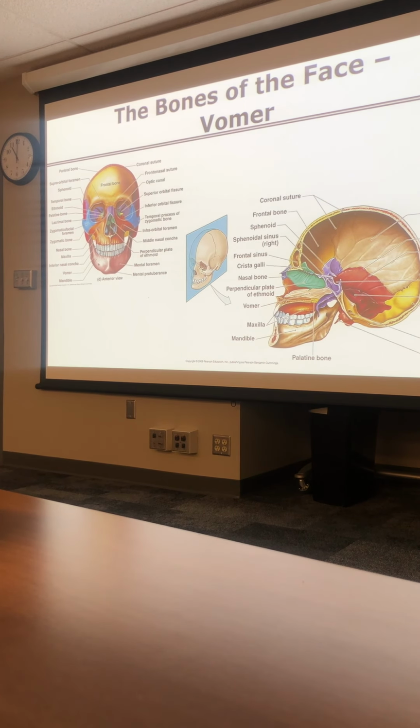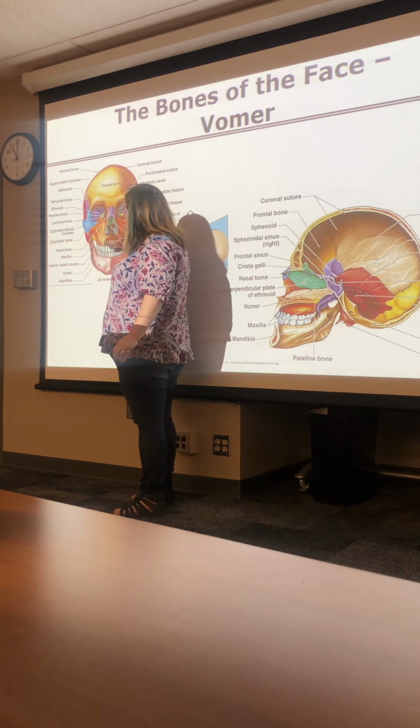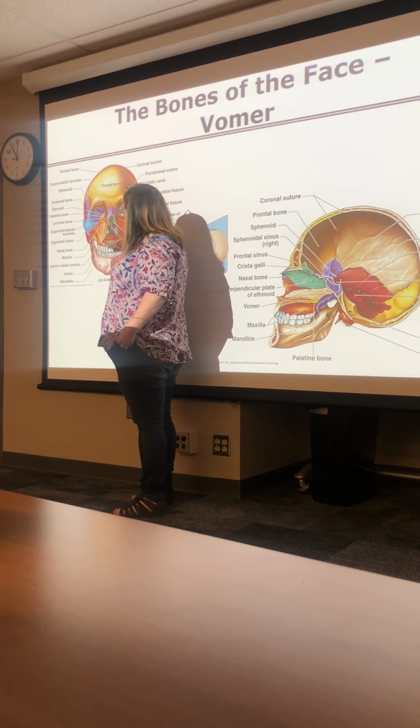Next is the vomer. There's only one of these, so it's an exception to the group. And it forms the inferior portion of the nasal septum. So you can see that vomer bone popping up right here. It's meeting up with the perpendicular plate of the ethmoid bone.